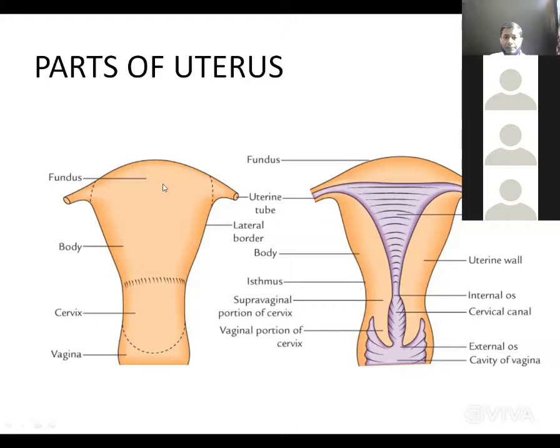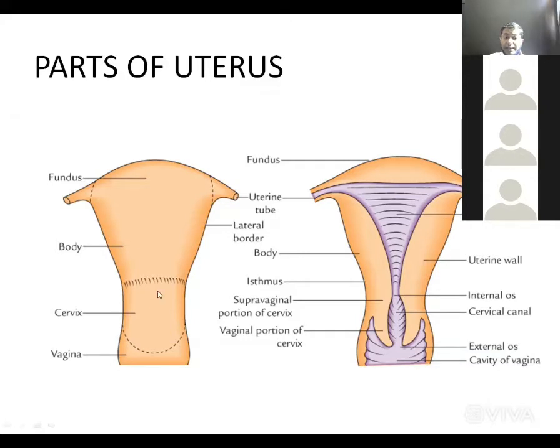One more part: here you can see this is the uterus, and these are the two openings of the uterus. These two openings are known as the uterine tube, or also the fallopian tube. These uterine tubes open into the cavity of the uterus. And the part of the uterus which is above the imaginary line joining these uterine tubes is known as the fundus of the uterus.